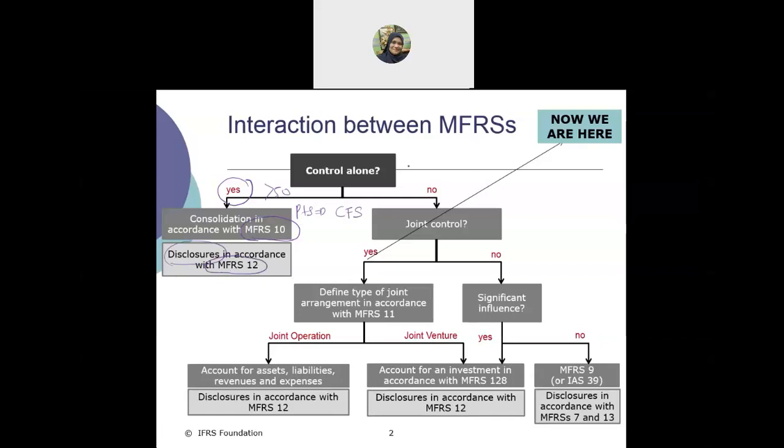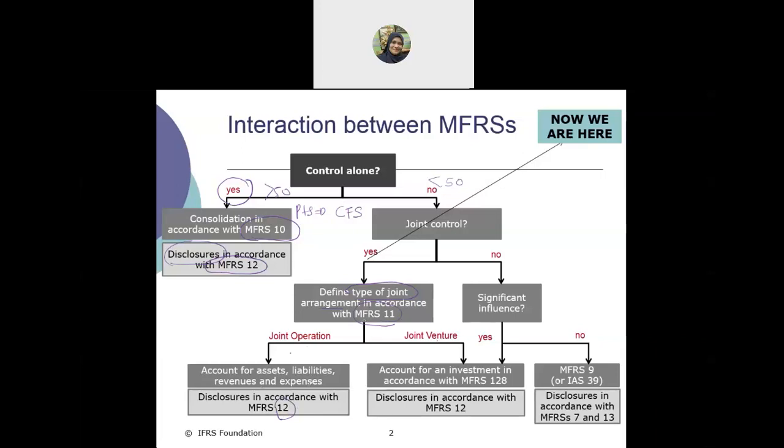Okay, if there is no control, meaning the share is less than 50%, we need to check whether we have joint control. If we have joint control, then we're going to look at the types of joint arrangement. Joint arrangements here refer to MFRS 11. For joint arrangement, we have two types, either joint operation or joint venture. For joint operations, we're going to account for assets, liabilities, revenue, and expenses, and also have a disclosure according to MFRS 12.